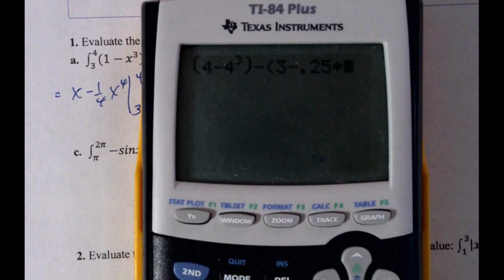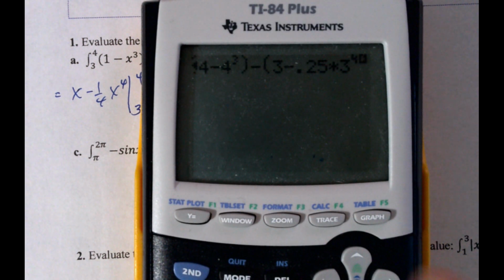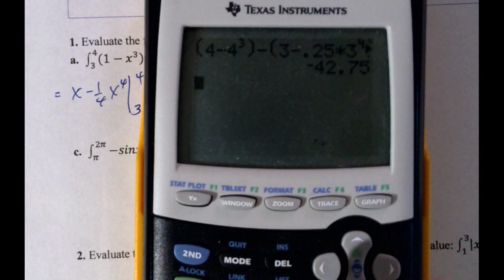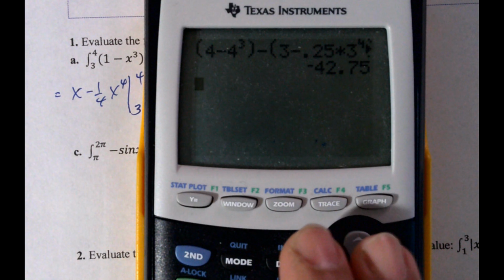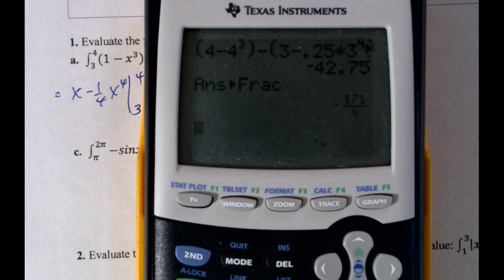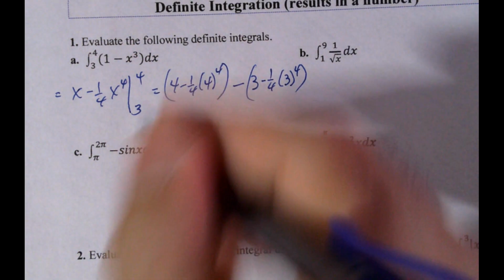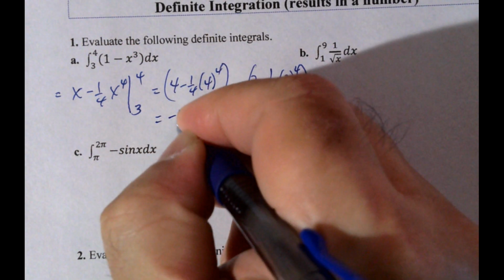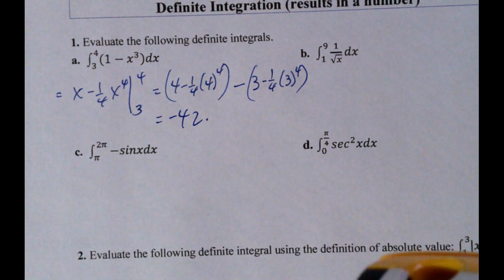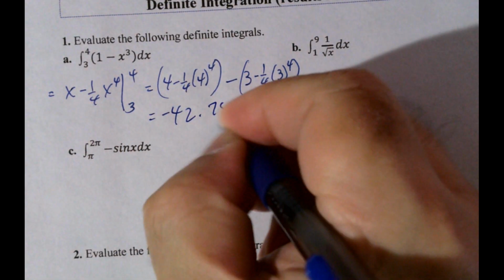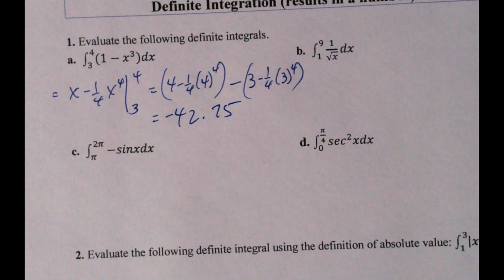3 to the fourth. Right arrow, close parentheses, enter. So negative 42.75. If you want the fraction version, it's negative 171 over 4. I like negative 42.75. All right, and then what do we got?